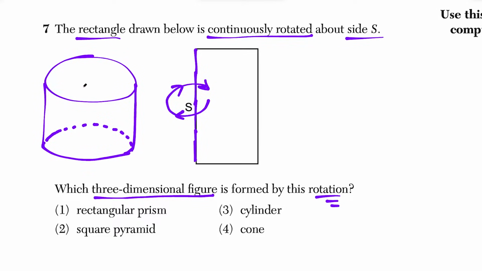So if we look at this cylinder over here, you could see that we could draw this cross section in. We could draw the cross section here, the rectangle, and the rectangle would look something like this if we were to draw it inside the cylinder. And side S is what we're rotating about. So side S would be located here. So you could imagine as this thing starts to rotate, it's going to form this cylinder here. So we just scan the answer choices here. And choice 3, the cylinder, is the three-dimensional figure that's going to be formed.